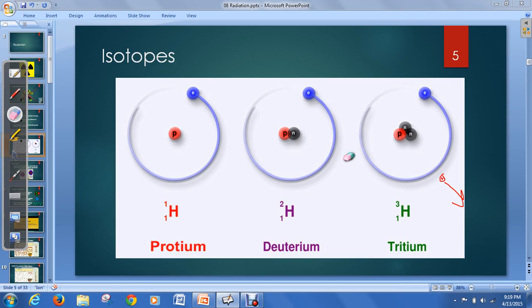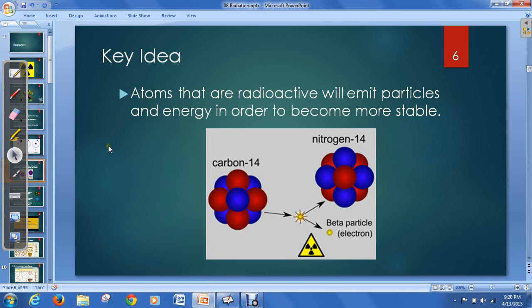These radioisotopes are huge when it comes to radiation because unstable isotopes, unstable atoms, are really the cause of all the radiation. So we have this big idea for radiation: atoms that are radioactive will emit particles and energy in order to become more stable. These radioisotopes don't like the configuration they're in. They don't like the number of neutrons or protons or something about the configuration. In order to become stable, they're going to try and get rid of something. All radiation comes from removing something from the atom in order to become stable.